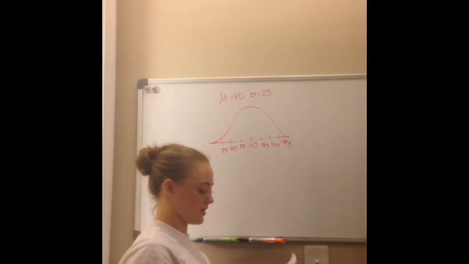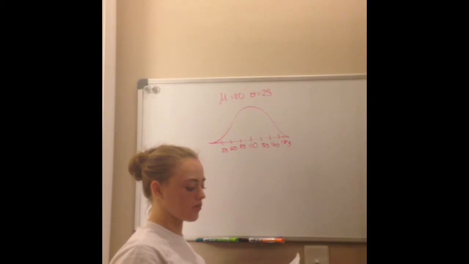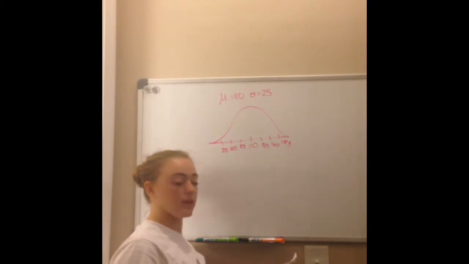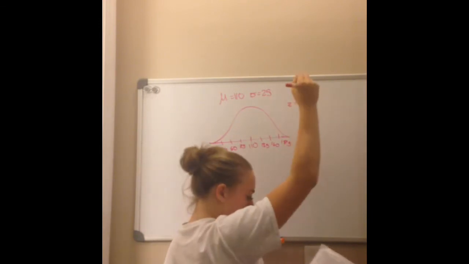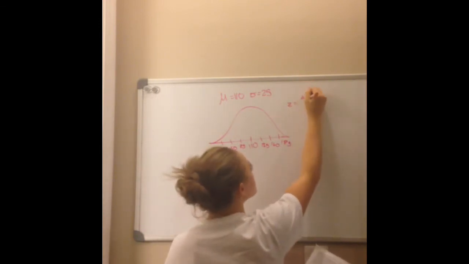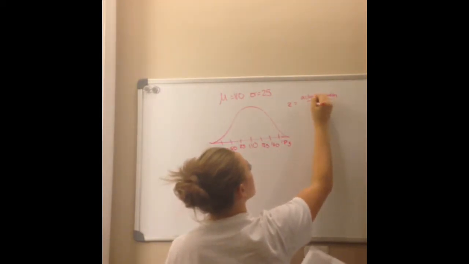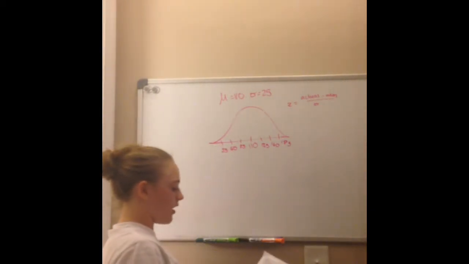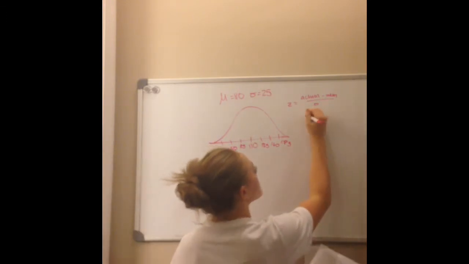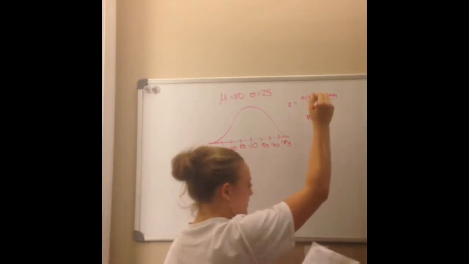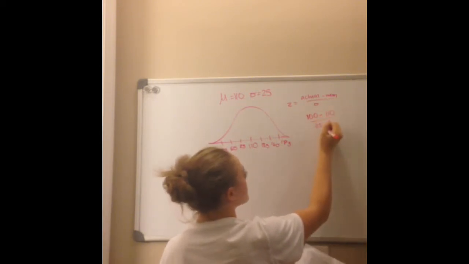The first question is, what percent of people aged 20 to 34 have IQ scores above 100? We need a formula to figure that out. Here's our formula. We have Z equals the actual minus our mean over standard deviation. To fill that in, our actual is 100 because that's what we're trying to find. The mean we have is 110 over 25.